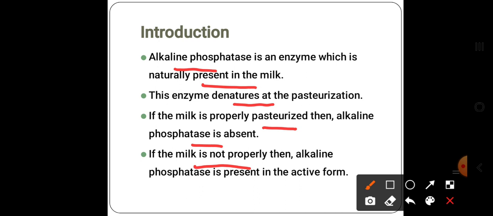What is the alkaline phosphatase enzyme? How does it function? Phosphatase means the removal of the phosphate group from the product, and alkaline means it is active in alkaline conditions. So it is named alkaline phosphatase.